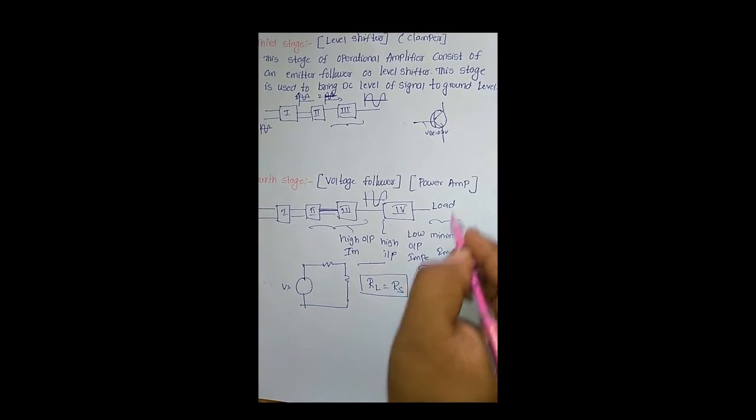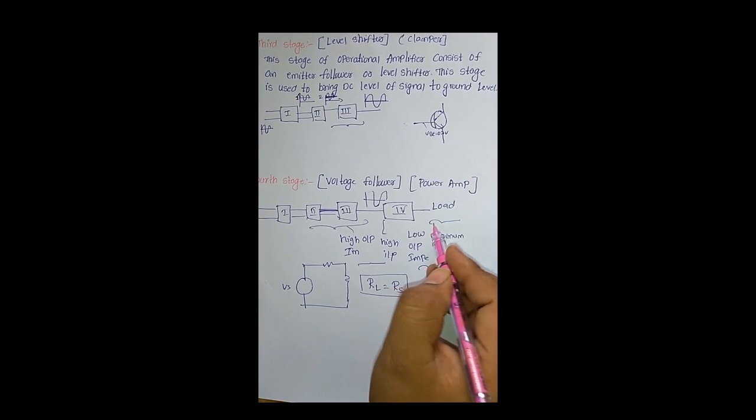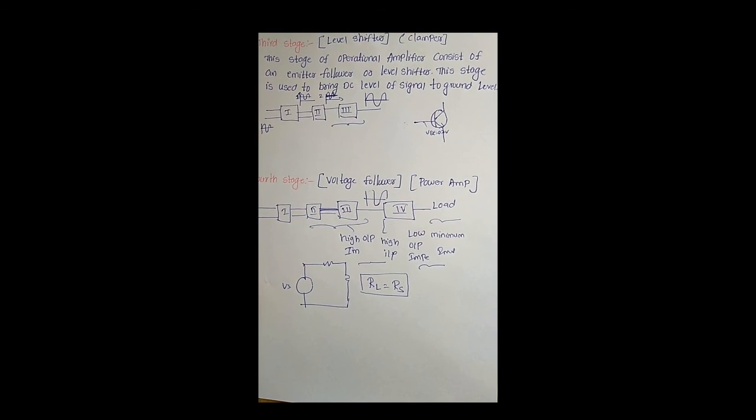With respect to this whole operation, the maximum output signal we can get is at the output of the operational amplifier. So with respect to these four stages, we amplify the signal in the operational amplifier.